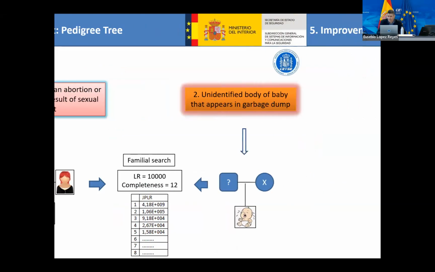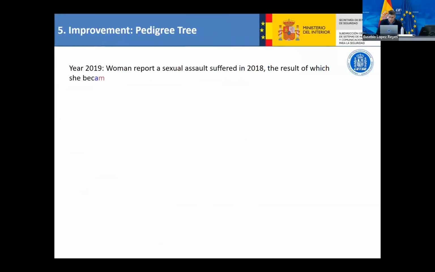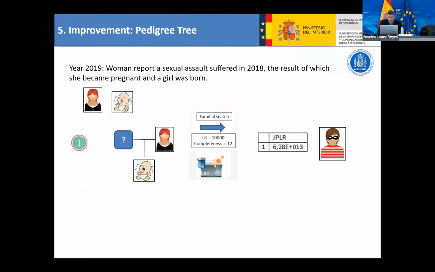Well, here is an example that is happening the first time that we develop this kind of auto search. In 2019, a woman reported a sexual assault suffered in 2018, as a result of which she became pregnant and a child was born, okay? As you can see here on the screen, we prepared two different familial searches. First of all, we create a pedigree tree with the mother and the child. And in the familial search with this module, we find only one candidate with a very high pedigree likelihood ratio, as you can see here on the screen.